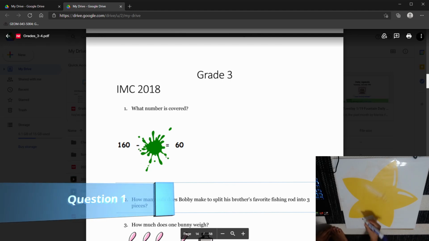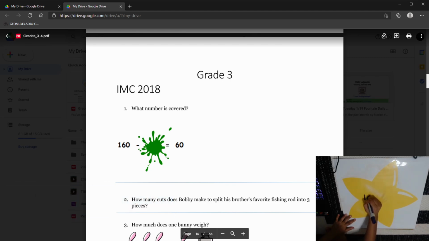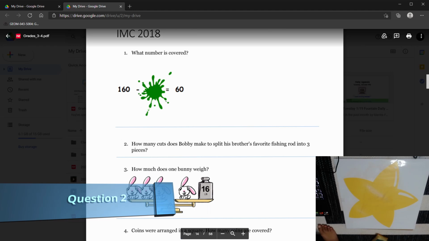What number is covered? So let's look at our equations. It's 160 minus x, which is some number, equals 60. In order to find this, we would just do 160 minus 60, and we would get 100. So 100 would be our answer. So that's the answer for number 1. Now let's move on to number 2.